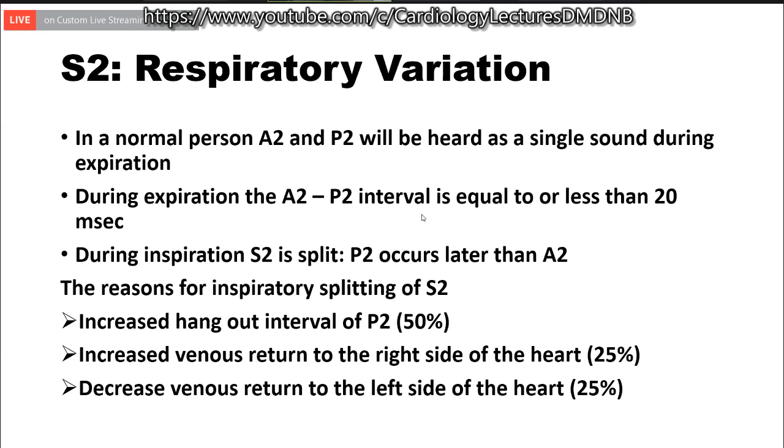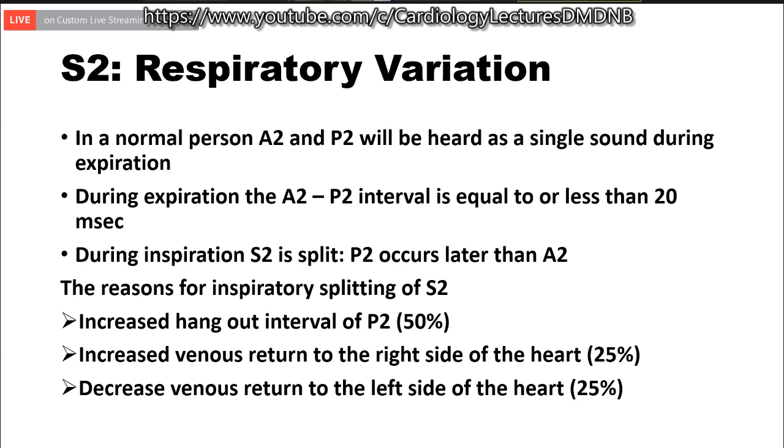Simultaneously, during inspiration, the pulmonary capillaries open up and the pulmonary vascular bed becomes larger. That results in more volume being retained in the lung vasculature and less venous return to the left side of the heart. That results in a shorter left ventricular ejection time. All these three contribute to the splitting of the second heart sound: 50% by the hangout interval prolongation, 25% each by increased venous return to the right side and decreased venous return to the left side.